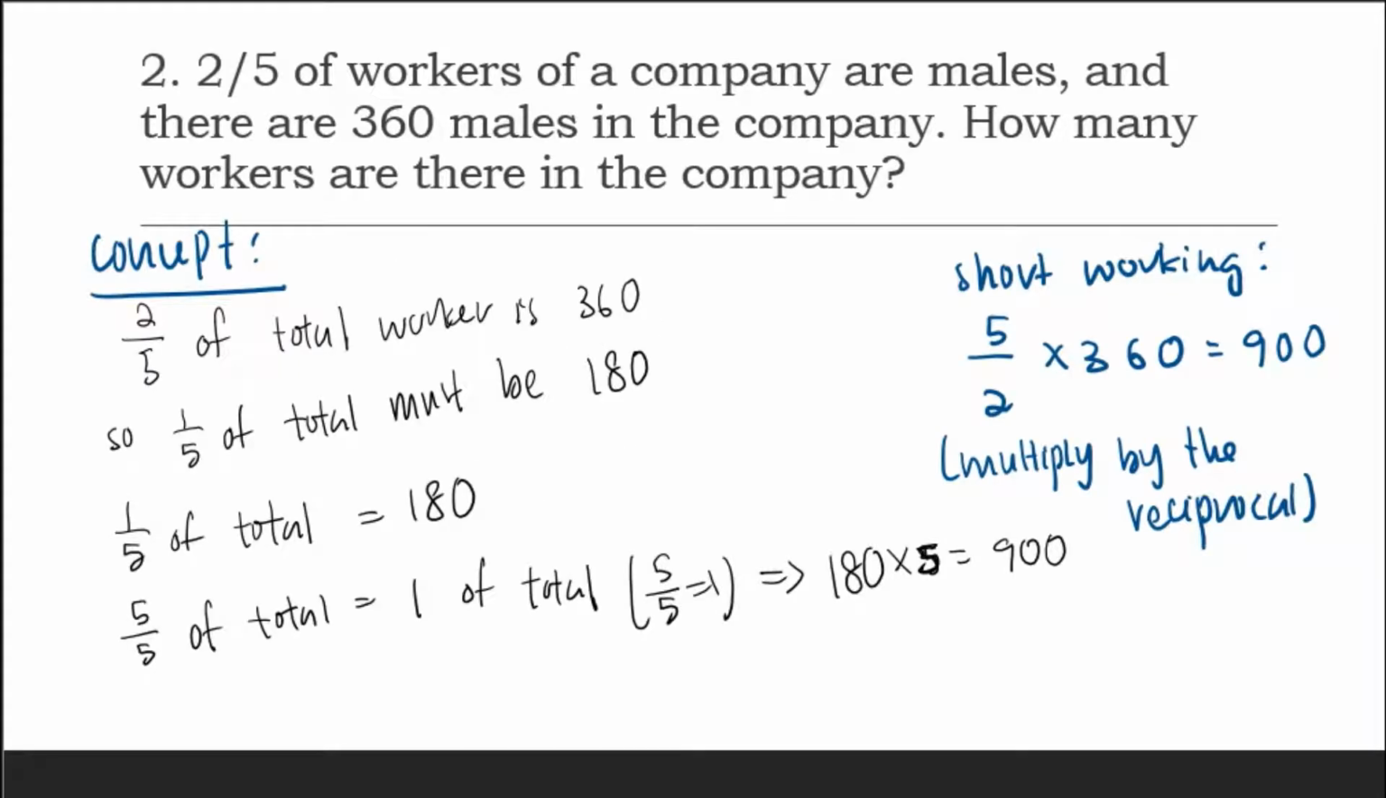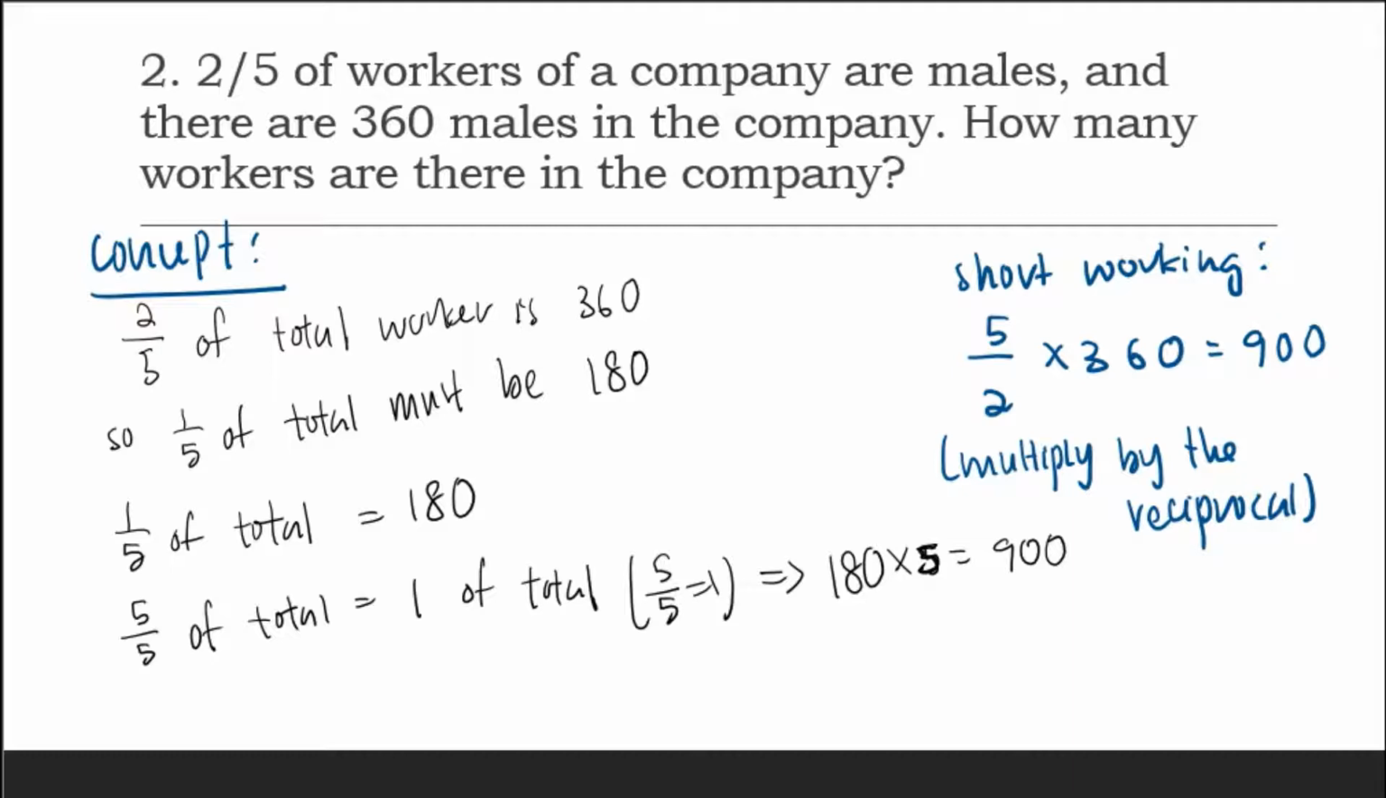2 over 5 of the workers of a company are males, and there are 360 males in the company. So how many workers are there in the company? 2 over 5 are males, and there are 360 males. So 2 over 5 of the total workers is 360. So 1 over 5 must be half of 360, which is 180. So 1 over 5 of the total workers is 180. So 5 over 5 of the total, which is the actual total, is 180 times 5, which gives you 900, the total number of workers in the company.